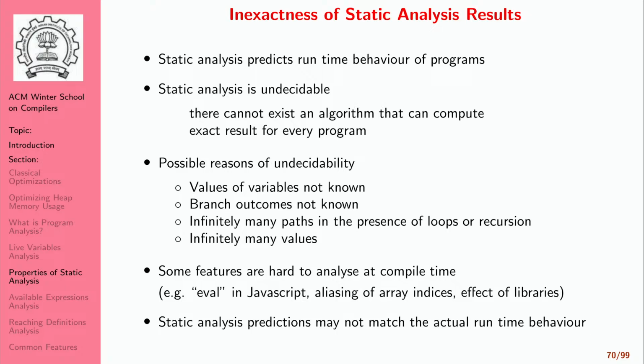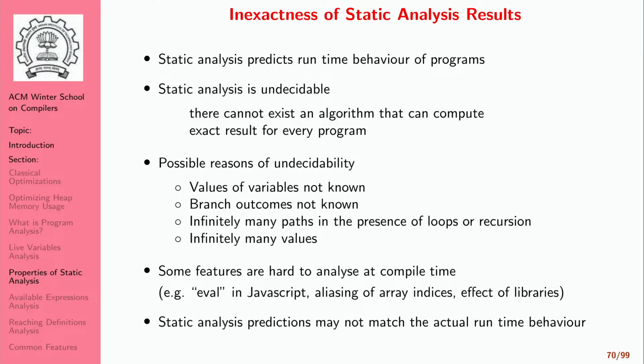It's not that we're waiting for some brilliant person to come and give us this algorithm. We cannot have such an algorithm, no matter how brilliant someone is. Possible reasons of undecidability: values of variables are not known, branch outcomes are not known, there could be infinitely many paths in presence of loops and recursion, there may be infinitely many values. Intuitively, undecidability means you get paradoxical results, results that cannot be true simultaneously. If this is true, then this cannot be true, or this is true, this cannot be true, and you say both of them are true.